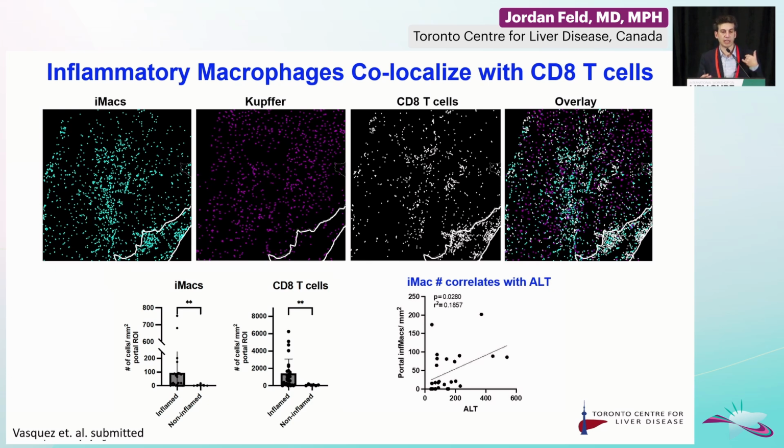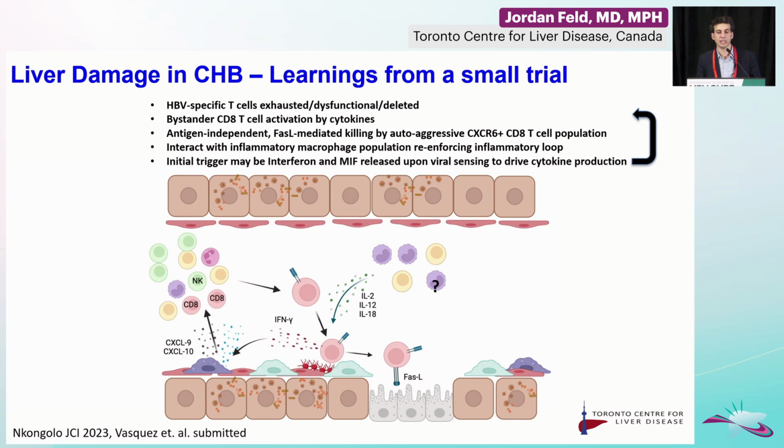So suggesting actually a direct interaction, that it's really the macrophages and the CD8 T cells that are driving the inflammation. You can see that the numbers of these cells correlate, and they correlate with the ALT. So this sort of presents a model, and again, this is learnings from one very small trial with just 15 patients included, that really the HBV-specific T cells are not really driving the inflammation and pathogenesis here, but it's really the bystander CD8 T cells that are driving this, that are activated by cytokines, and then in an antigen-independent manner are leading to killing by this autoaggressive CD8 T cell population.